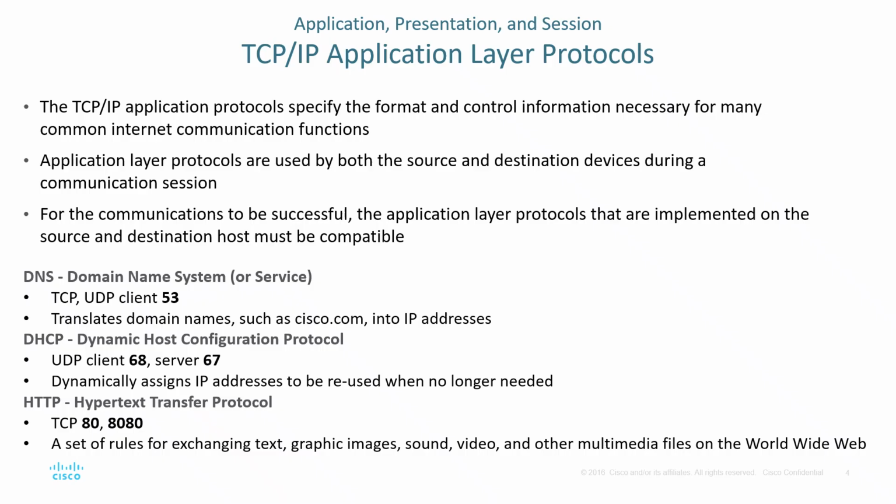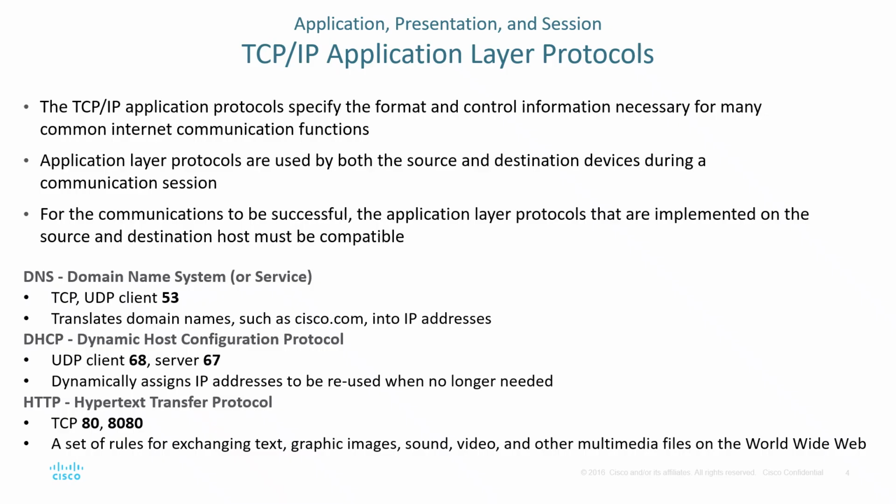So again, going back to the conversation and establishing a connection. If the source is going to initiate a conversation using port 53, then it has to make sure that the destination has that port open and ready to receive a conversation on that port. So DNS, domain name system. It uses TCP or UDP. It is port 53, and it translates domain names such as cisco.com into IP addresses.